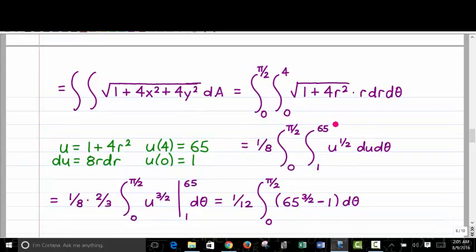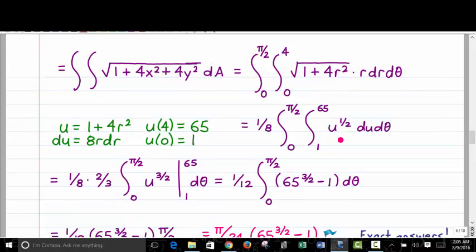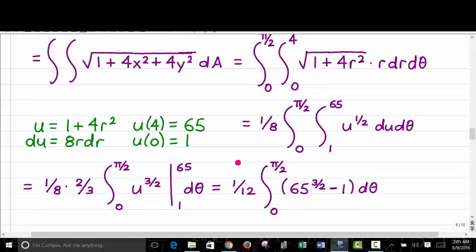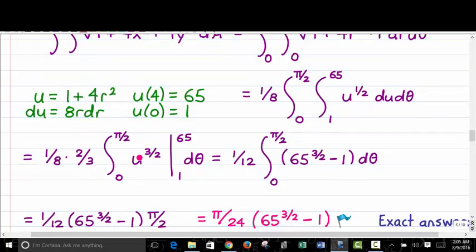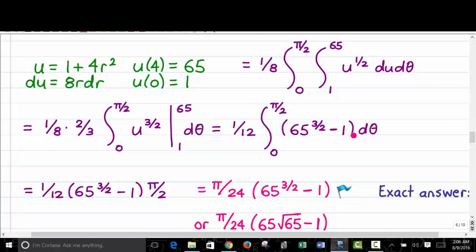So the upper limit's now 65, the lower limit's 1. So we have u to the 1/2, and the power rule is going to give us u to the 3/2 with the 1/8 still sitting there, and 65 on top, 1 on bottom. So 2/3 times 1/8 reduces to 1/12, and that gives us 65 to the 3/2. I didn't write 1 to the 3/2, but 1 to the 3/2 is 1, so I can just leave that as 1.